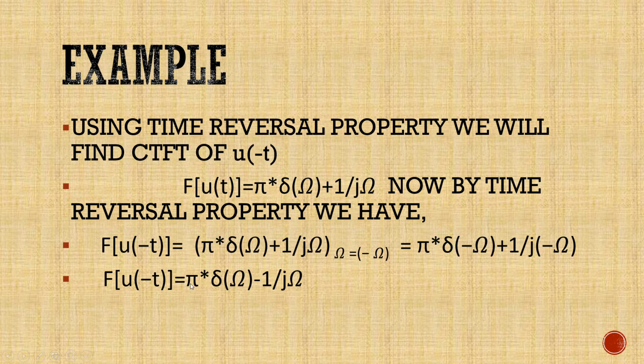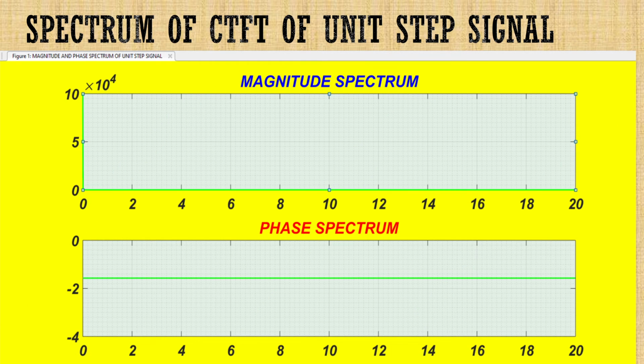Now we will observe its phase and magnitude spectrums. First, this is the magnitude and phase spectrum of the CTFT of the unit step signal. Look that at omega equal to 0, it has almost infinite magnitude, and for every other omega, it has magnitude 0. This is because it is a DC signal and no frequency will be there except 0 frequency. And for every value of omega, it has a phase of minus pi by 2.